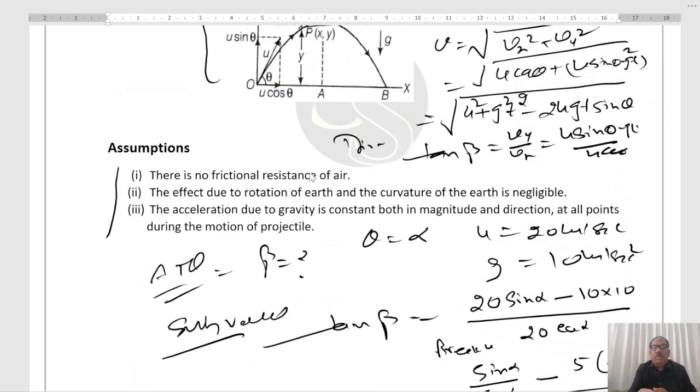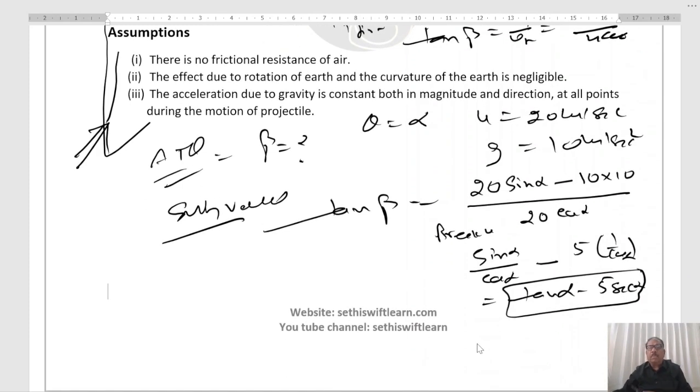No air resistance, effect due to rotation of the earth and curvature is negligible, acceleration due to gravity is constant both in magnitude and direction at all points during the motion of the projectile. In the derivation of this formula, these assumptions have been considered, which are very, very useful for JEE Advanced, JEE Main, NEET entrance examinations, right? Next question.